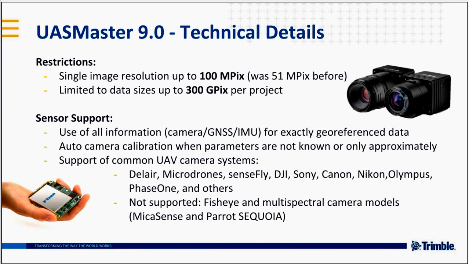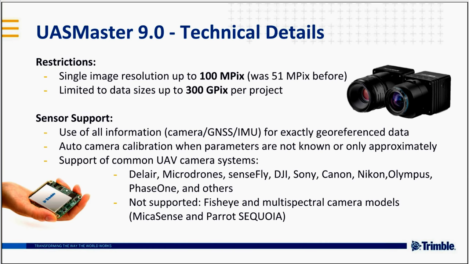Some other facts. The new version is using all available information for georeferencing. This is also a unique feature for our solution. That means camera, GNSS, IMU information will be automatically used. US Master offers automated camera calibration when the camera parameters are unknown. That also increases the usability.